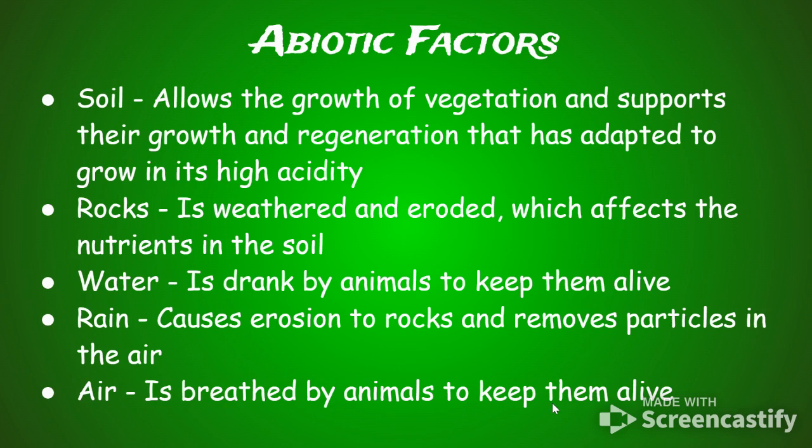Some abiotic factors that are found in poor conifer swamps. There's soil, which allows the growth of vegetation and supports the growth and regeneration that is adapted to grow in its high acidity. There's also rocks, which are weathered and eroded and affects the nutrients in the soil. There's also water, which is drank by animals to keep them alive. Rain also happens in poor conifer swamps, which causes erosion to rocks and removes particles in the air. Air is also present and is breathed by animals to keep them alive.